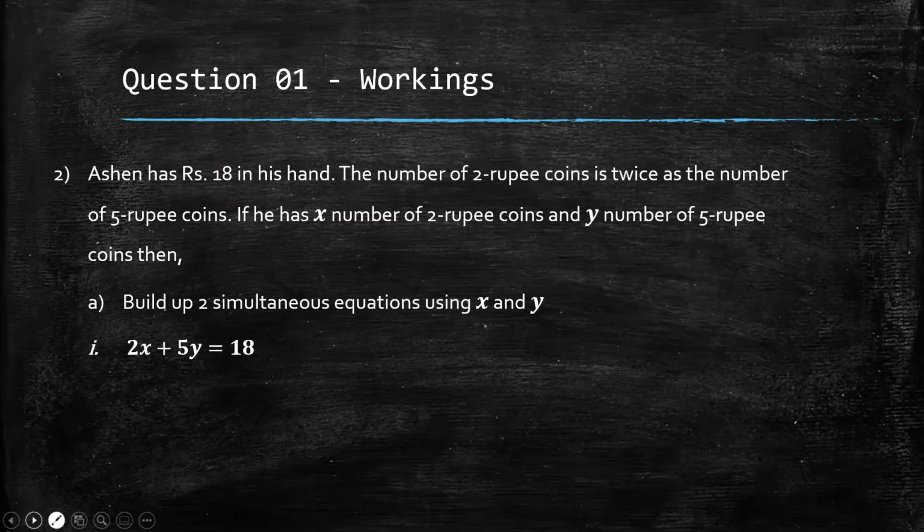And from the second sentence, you can see the number of 2 rupee coins, which is x, is twice the number of 5 rupee coins, which is y. So x is equal to twice y. So x equals 2y will be my second equation.